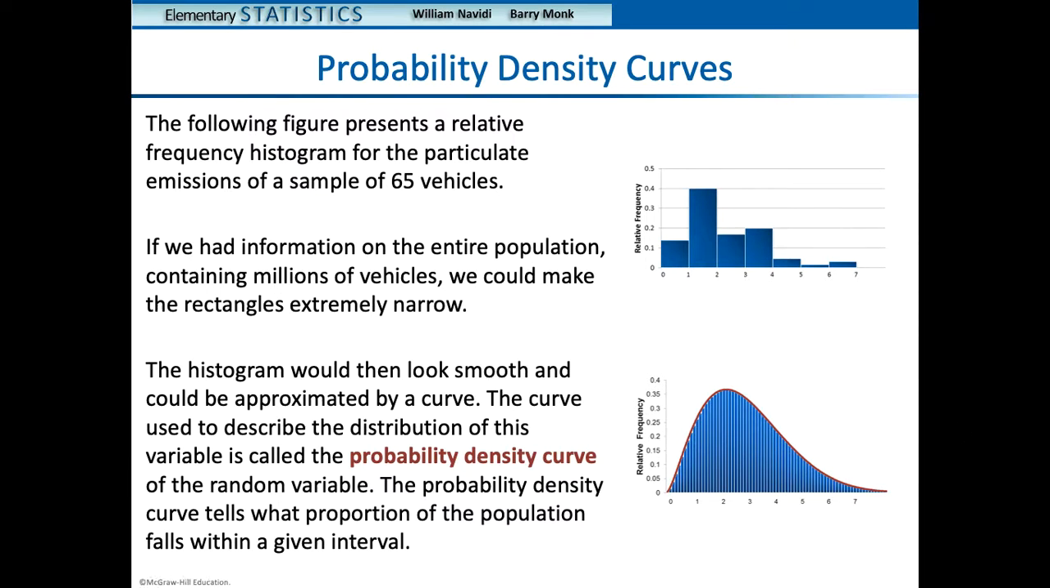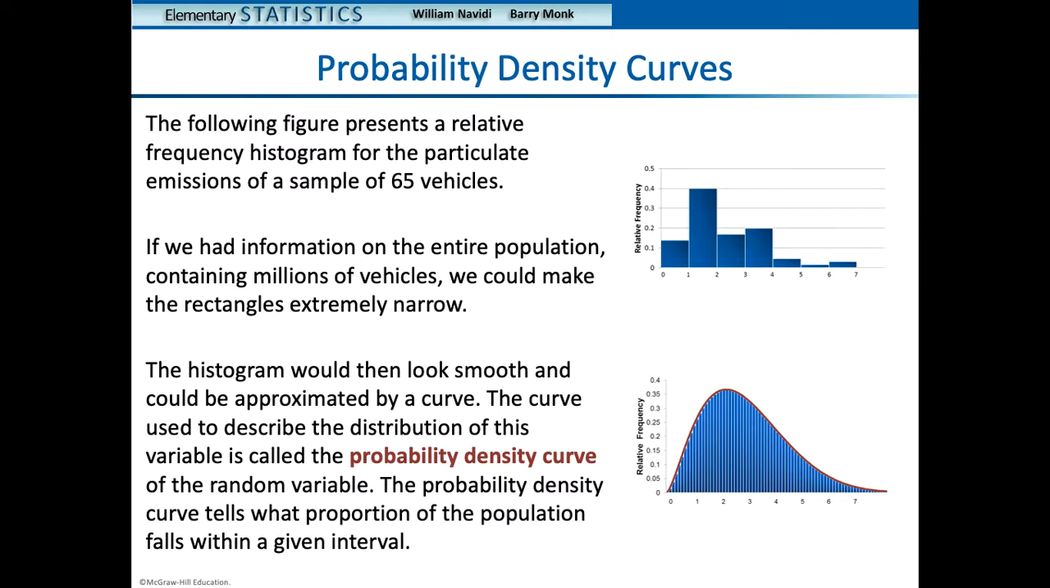Because the rectangles are so numerous and so narrow, then the sharp edges kind of start to blur, right? And the histogram does not look very much like a series of rectangles, but it looks more like a smooth curve. And in fact, we could draw a curve on top of the histogram, and it would fit the histogram quite well, as you can see from the diagram there.